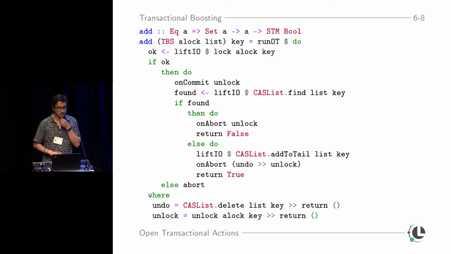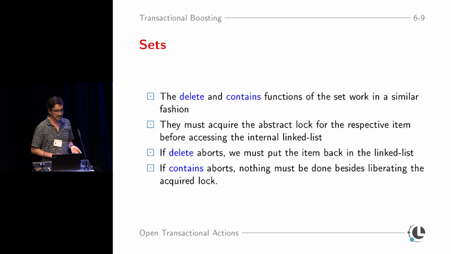So the delete and contains functions work in a similar way. They must acquire the abstract lock for the respective item before accessing the internal linked list. If delete aborts, we must put the item back into the linked list. And if contains aborts, there is nothing to do besides releasing the lock for the key.